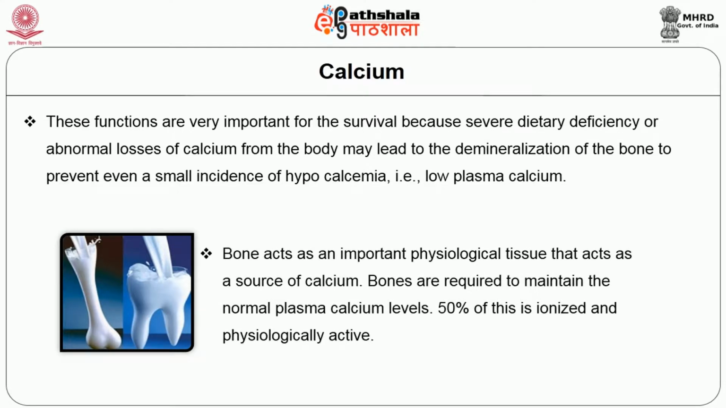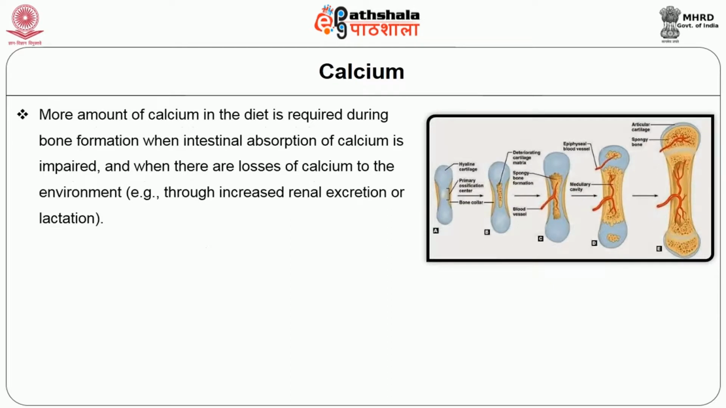Bone acts as an important physiological tissue that acts as a source of calcium. Bones are required to maintain the normal plasma calcium levels. 50% of this is ionized and physiologically active. More amount of calcium in the diet is required during bone formation, when intestinal absorption of calcium is impaired and when there are losses of calcium to the environment, for example through increased renal excretion or lactation.